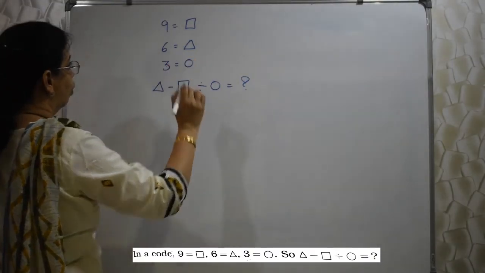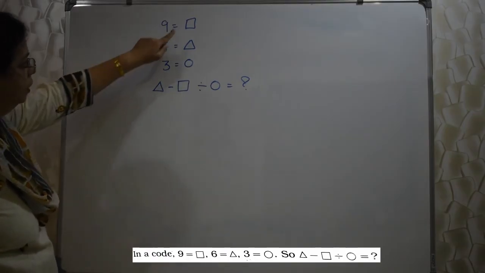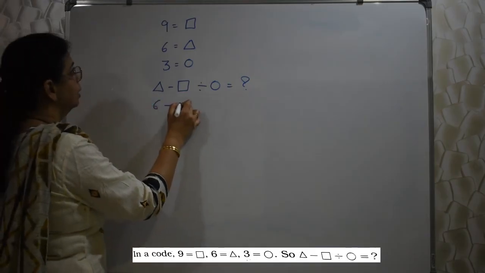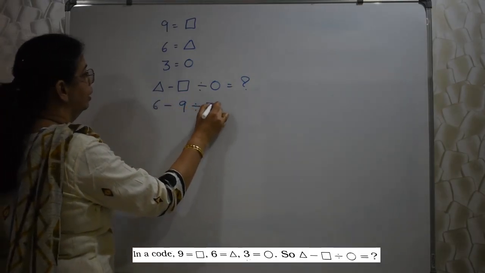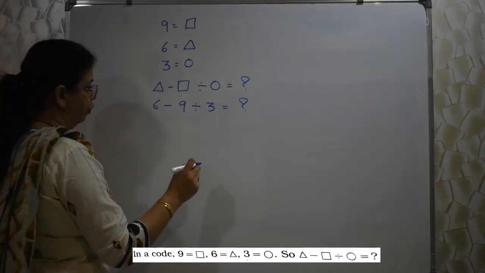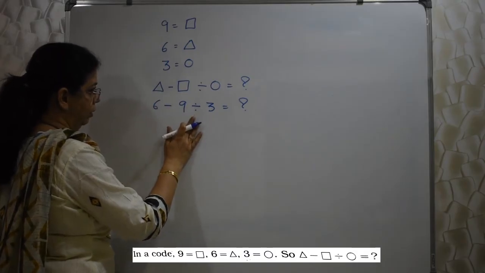Is equal to what? Okay. First job is to replace the symbols by numbers. Triangle क्या है? 6 minus 9 divided by 3 is equal to what? Students, please be careful. You have to apply BODMAS because multiple operations are there.